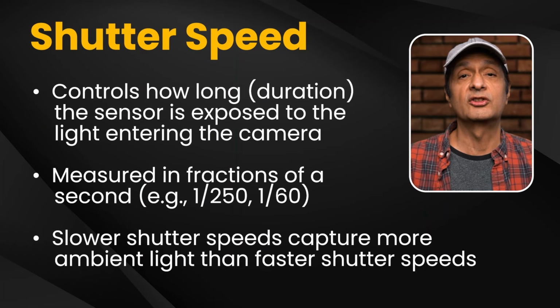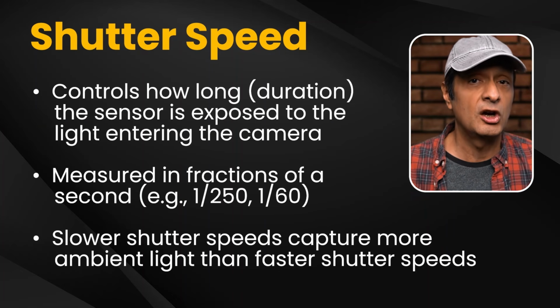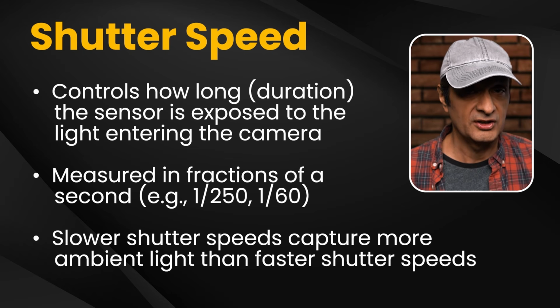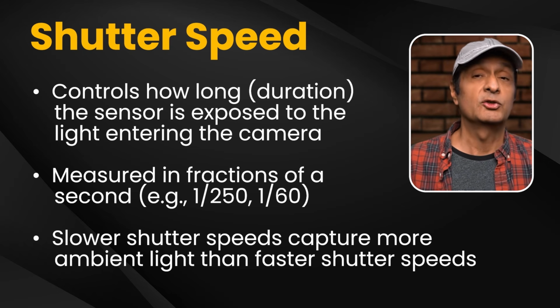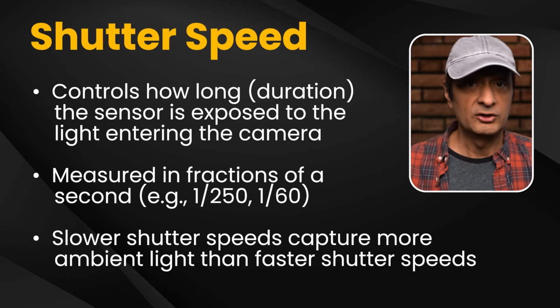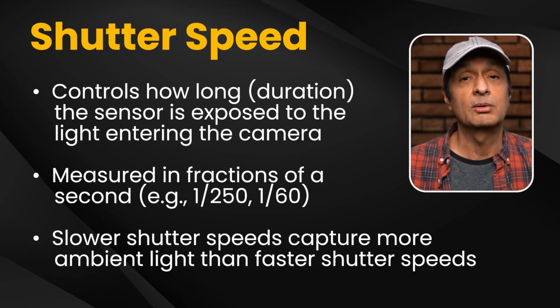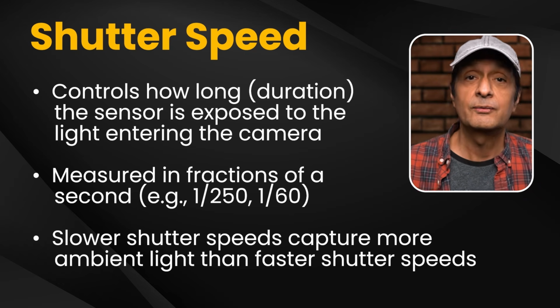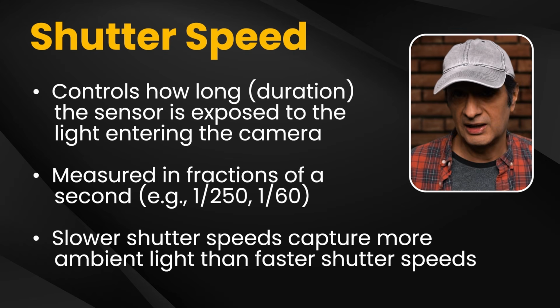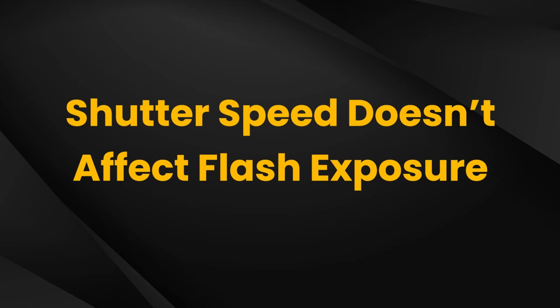All right, finally, there's shutter speed, and shutter speed controls how long your camera's sensor is exposed to the light when you take a photo. And it's measured in fractions of a second, like 1/250th of a second or 1/60th of a second. Slower shutter speeds capture more ambient and constant light. Faster shutter speeds capture less ambient and constant light. Now, something interesting: although adjusting your shutter speed affects the ambient and constant light exposure, it doesn't have any real effect on flash exposure.